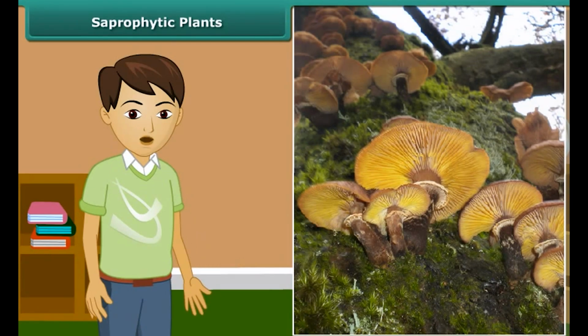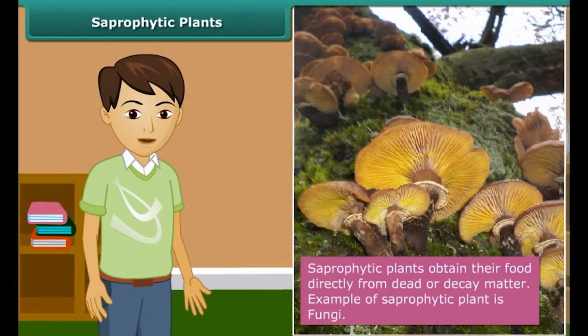Friends, these organisms are commonly called fungi, and they get their nutrition from dead and decaying matter. To get their nutrients from dead and decaying matter, they secrete digestive juice and convert it into a solution.